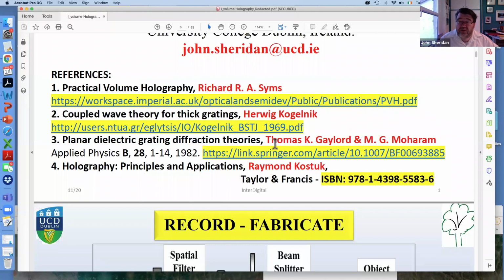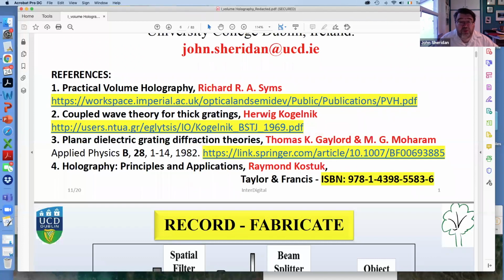The next paper I'm going to talk about is from Thomas Gaylord and Moharam, and they had several papers, sometimes Moharam and Gaylord. This is one of them. This goes to the 80s, so we jumped up here about 10, 15 years. And this talks a little bit more about the rigorous coupled wave theory. So they expand what Hervé Kogelnik did to more rigorous electromagnetic numerical methods.